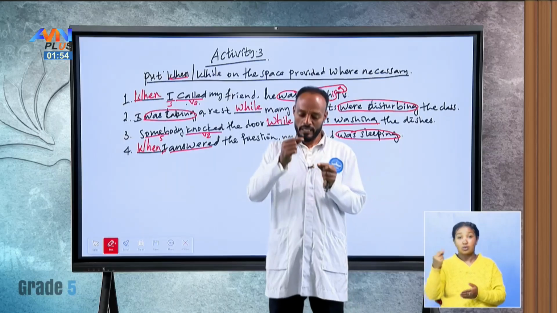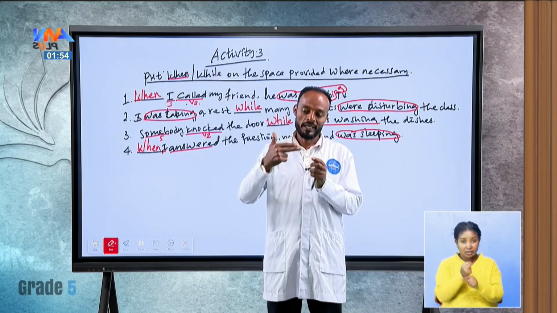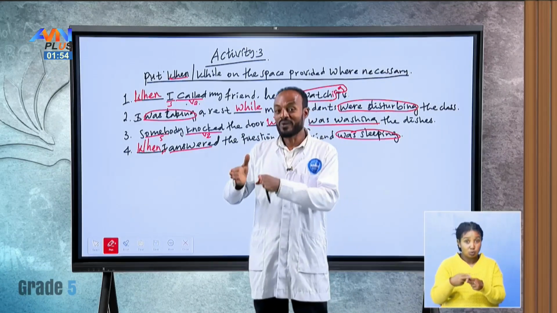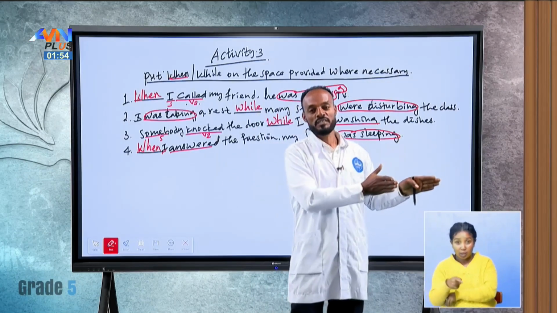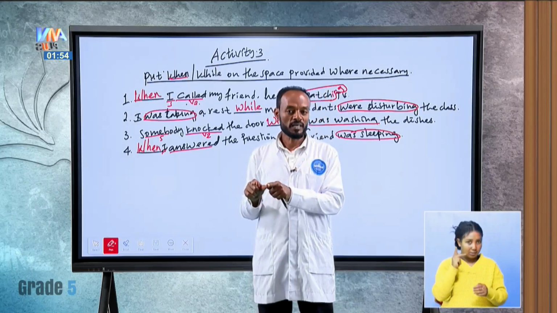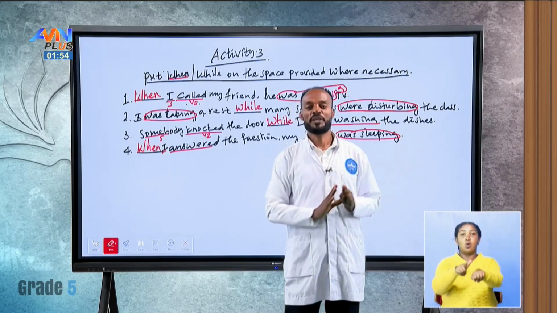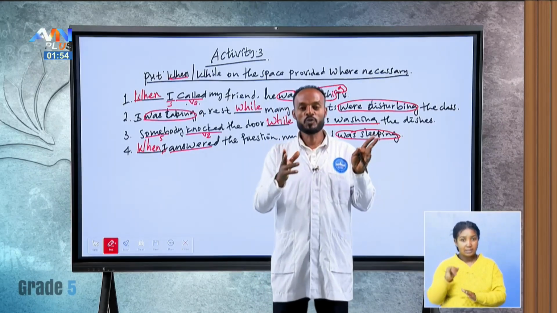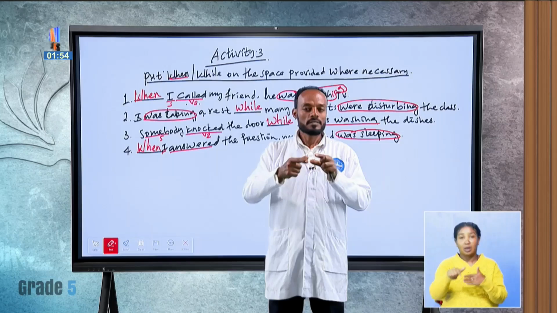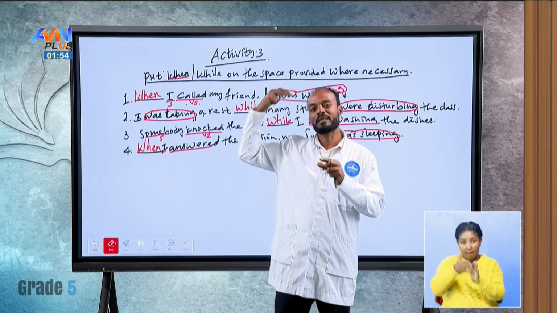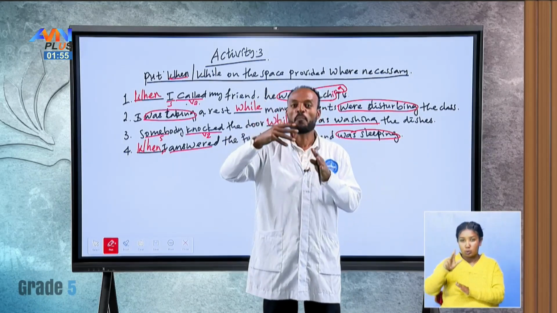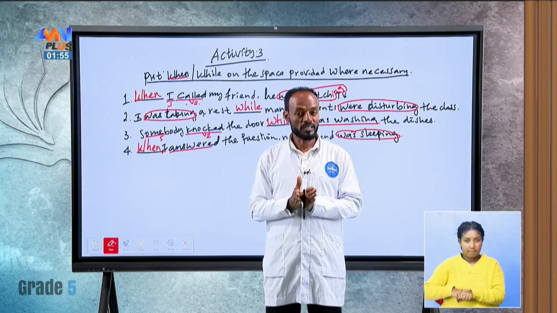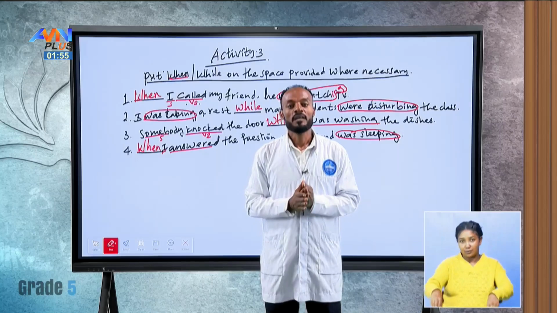And another one is while. While can be used if one action is interrupted by another action. The short action which interrupted the long action should be written in simple past. The long action should be in past continuous tense. Am I right? And another one is we can use while when we're talking about certain activities which were happening in the past. If it is two or more activities happening at the same time. Am I clear? Bravo, students. See you.